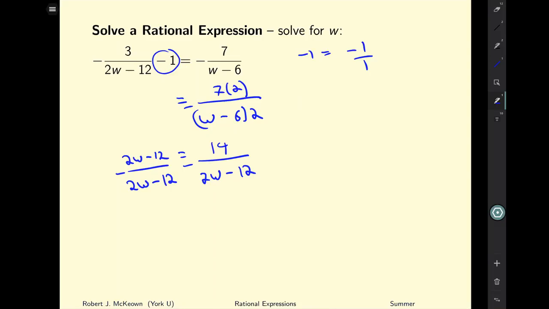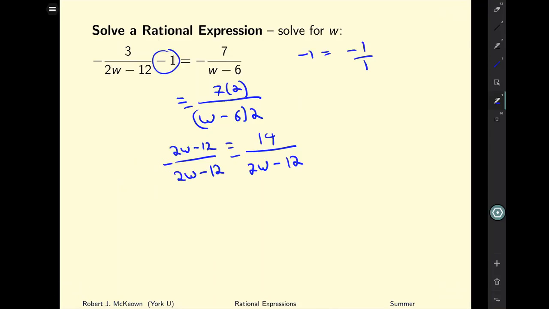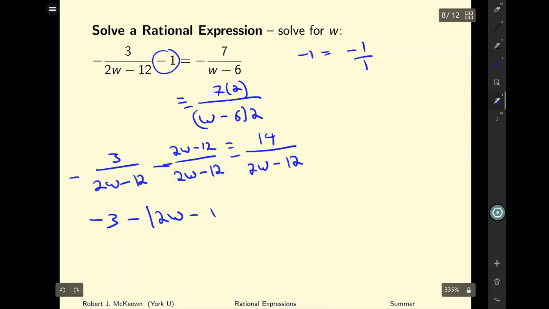And I don't want to forget my negative sign in front. The last term on the left is unchanged. It's still 3 over 2w minus 12. There's a big minus right there. Now, the great part is, since the denominator of every single term is the same, I could multiply both sides of this equation by 2w minus 12. And if I multiply both sides of this equation by 2w minus 12, I'm going to be left with negative 3 minus 2w minus 12 is equal to 14.